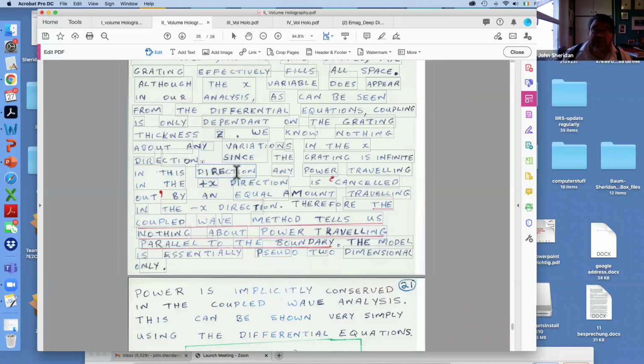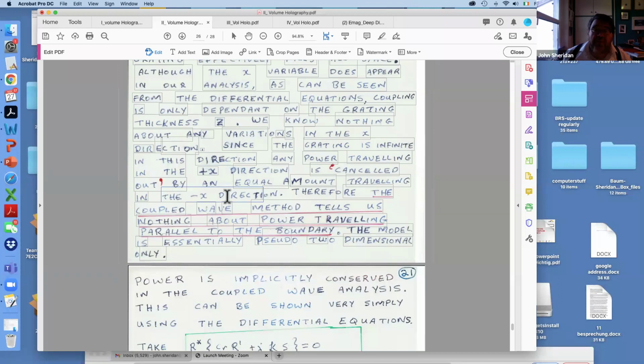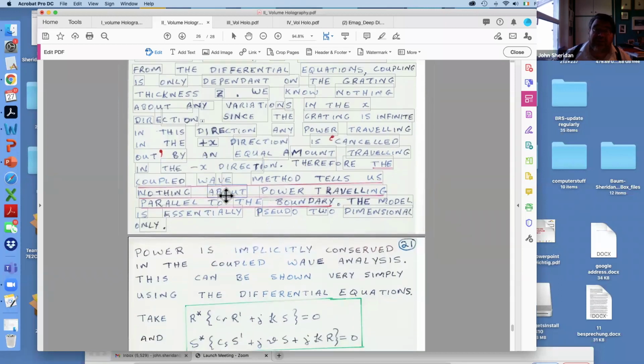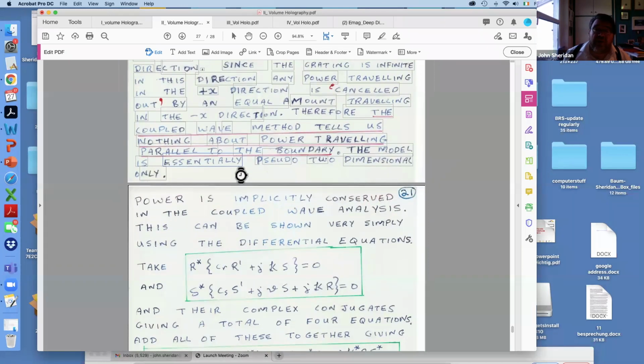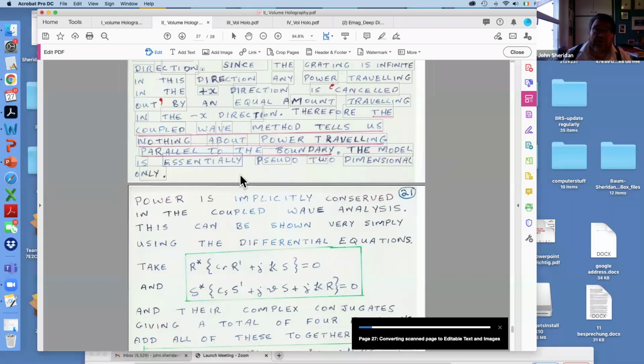In the x direction, since the grating is infinite in this direction, any power traveling in the plus x direction is cancelled out by an equal amount traveling in the minus x direction, and therefore the coupled wave method tells us nothing about power traveling parallel to the boundary. The model is essentially pseudo two-dimensional. Okay, it's pseudo two-dimensional.